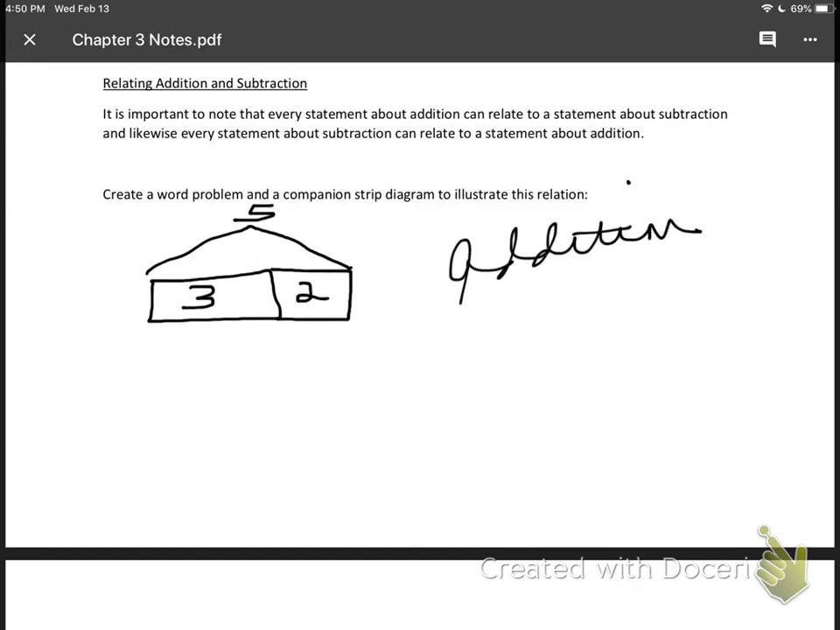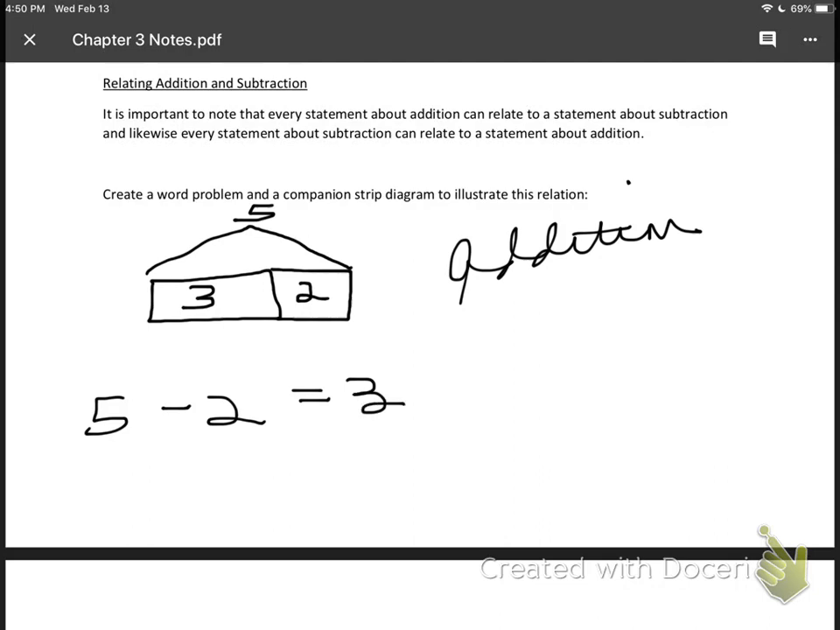But can't you also write this and read it as a subtraction? So what if I said Mary has 5 dogs now? Okay, so she has 5 dogs now. Her family was given 2 dogs. Alright, so how many did she have originally? And that would be 3.